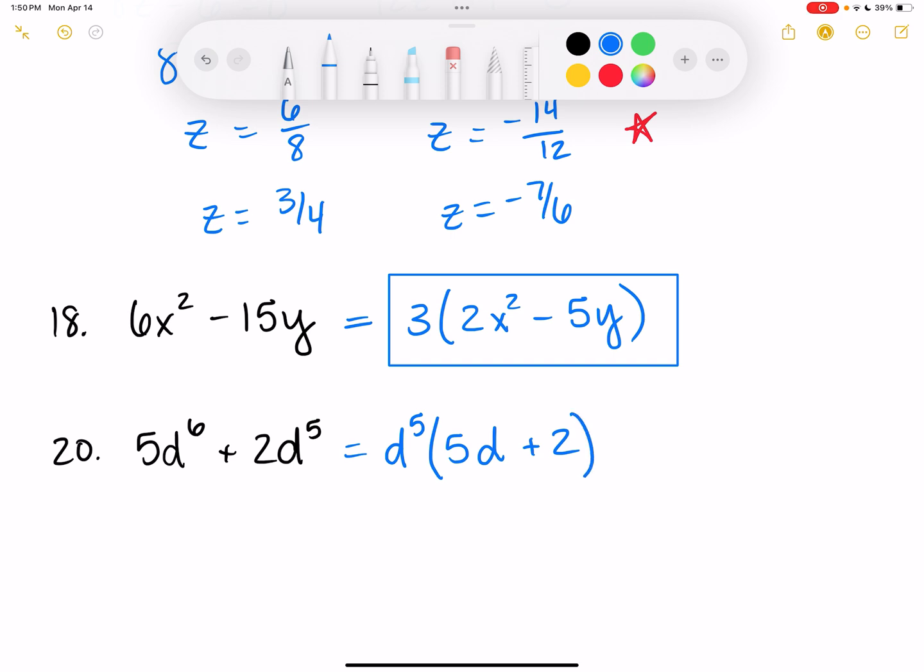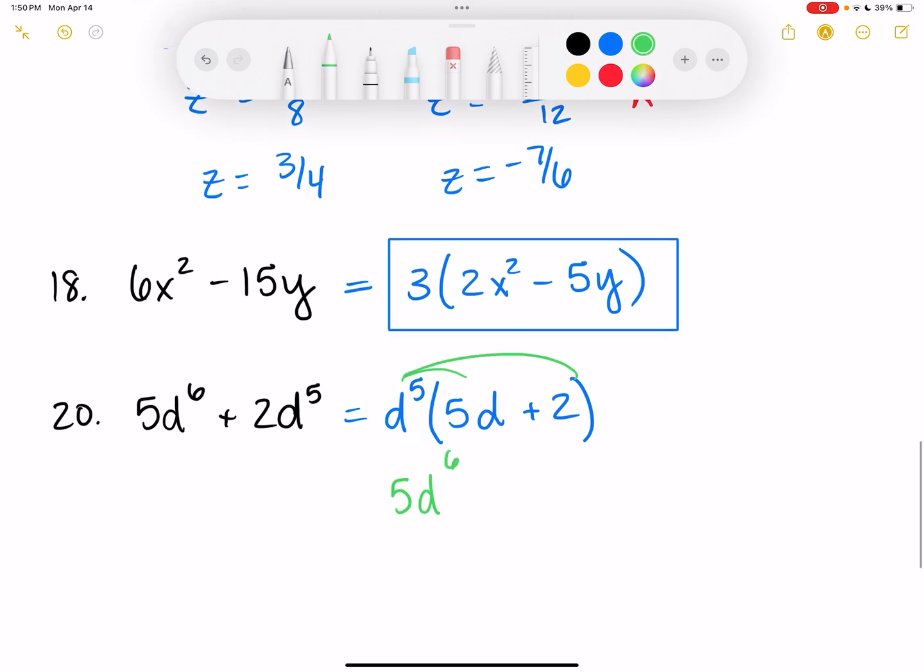Now, the other thing with this, we can always check these by distributing it back. So you can cover up this, and we can check it by distributing here. So d to the 5th times 5d would be 5, and then that would be d to the 5 plus 1, if you remember our rules of exponents that we did a couple weeks before spring break, which would end up being d to the 6th. And then plus 2d to the 5th.